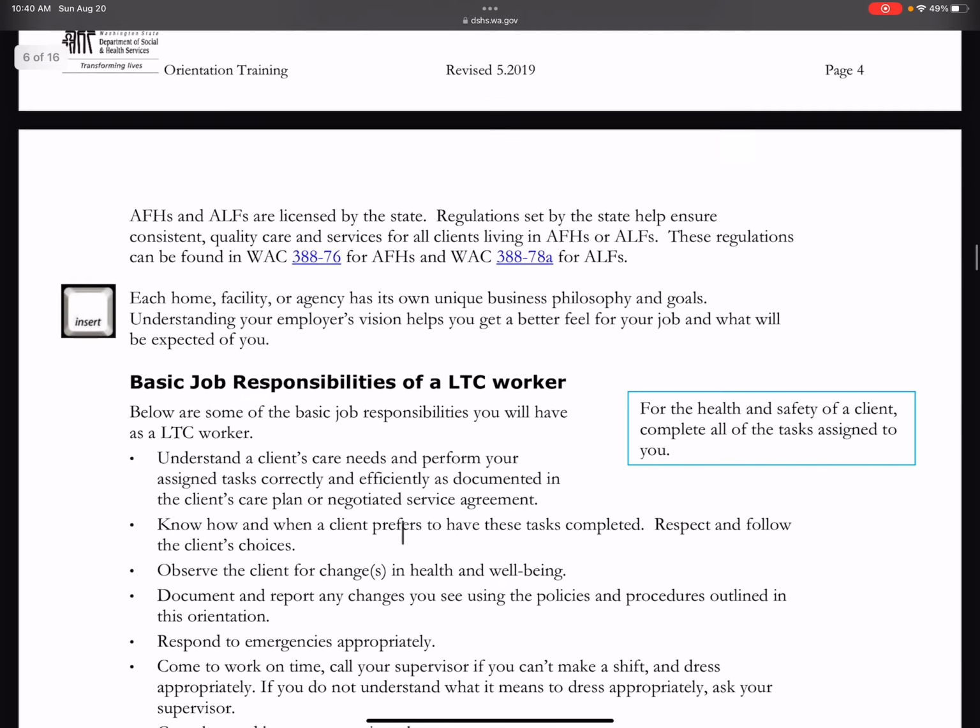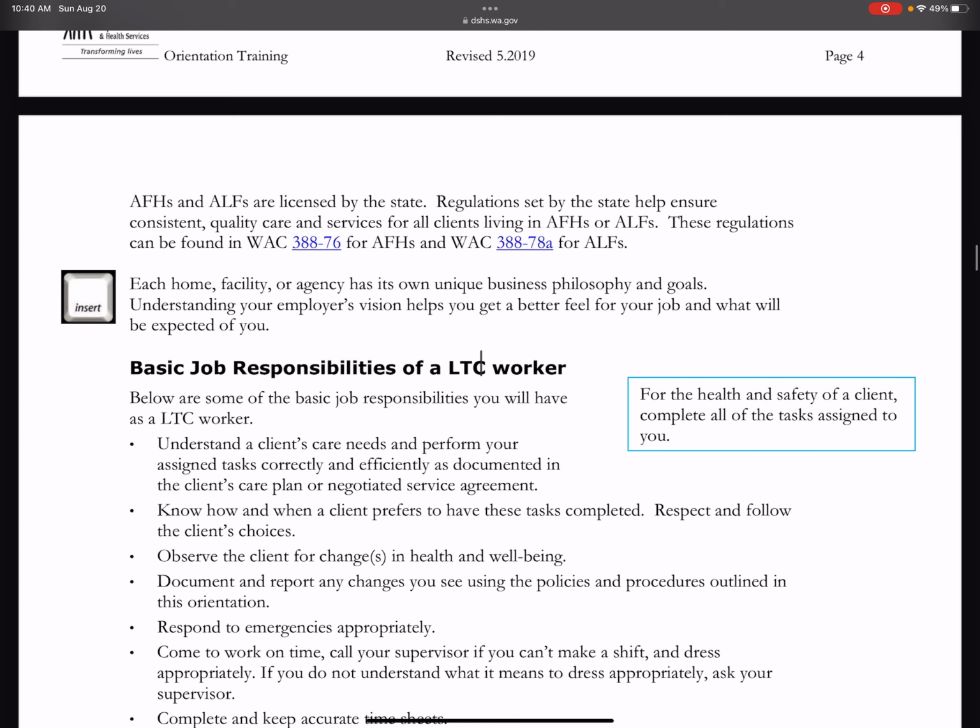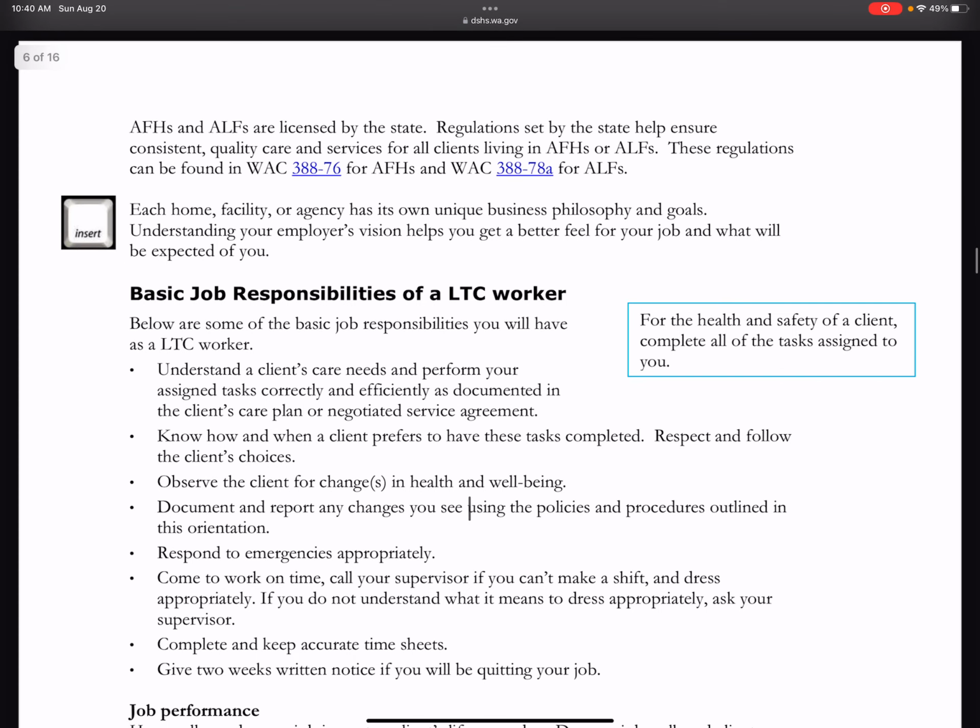Basic job responsibilities of LTC workers, or long-term care workers, are here. Understand the client's care needs and perform your assigned tasks correctly and efficiently, as documented in the client care plan or negotiated service agreement. Every person has a provider who will do a client care plan or negotiated care plan. So if you are working at a family home, usually it's a negotiated care plan. If you're working in assisted living facilities, they usually have a client care plan. So you look at those things before you give care, and know how and when the client prefers to have the task completed.